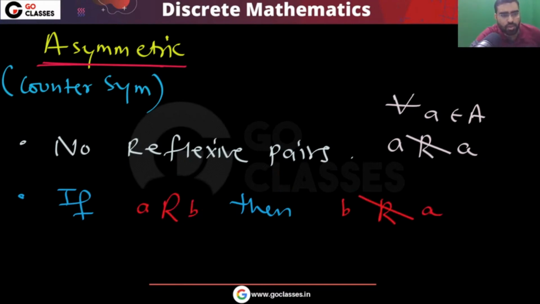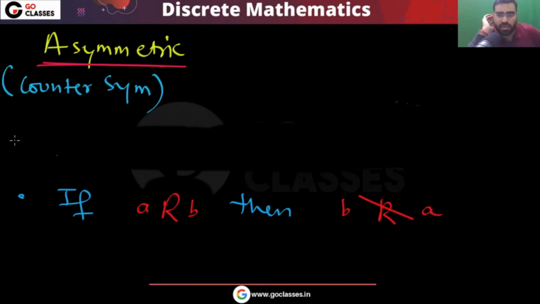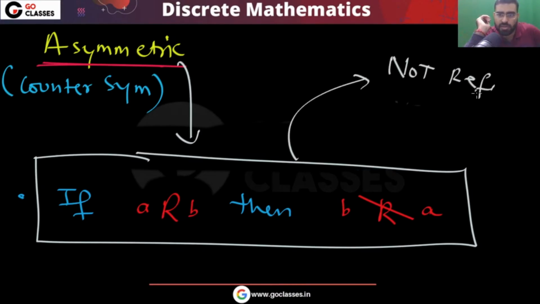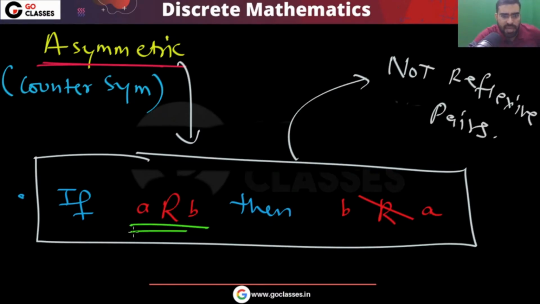So very simple. Asymmetric means, remember, this line is already included here, which automatically means that there are no reflexive pairs. So this is the definition of asymmetric. I hope this point is clear. It means if A is related to B, then B should not be related to A.